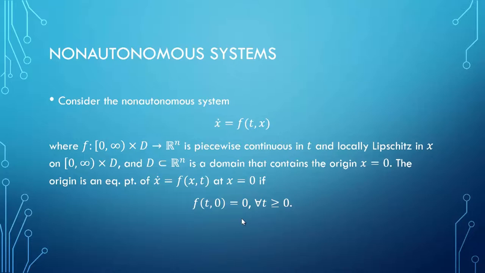So we defined non-autonomous systems before, right? So f, this dynamics, really depends on time. Here f is piecewise continuous in t, and locally differentiable in x. And this is a domain that contains the origin, and the origin is an equilibrium point of this dynamics. Did anyone know what this expression is? f is a mapping from this domain to R^n, because this is the domain for the first argument t, this is the domain for the second argument x, and it maps to R^n because the state is n-dimensional.